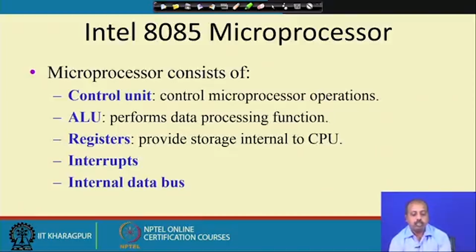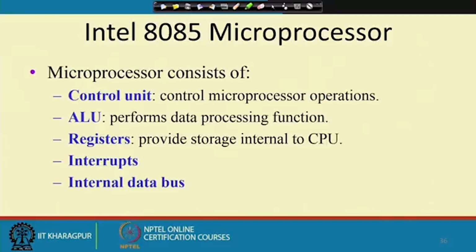Registers provide the storage internal to the CPU, and this is actually very interesting. If you want to access a particular data item or do an operation very fast, and the operands are in memory, then while doing the operation I should bring the operands from the memory to the ALU. But if they are in the CPU registers, then that is internal to the chip, so no external access is necessary. As a result, the operation will be much faster.